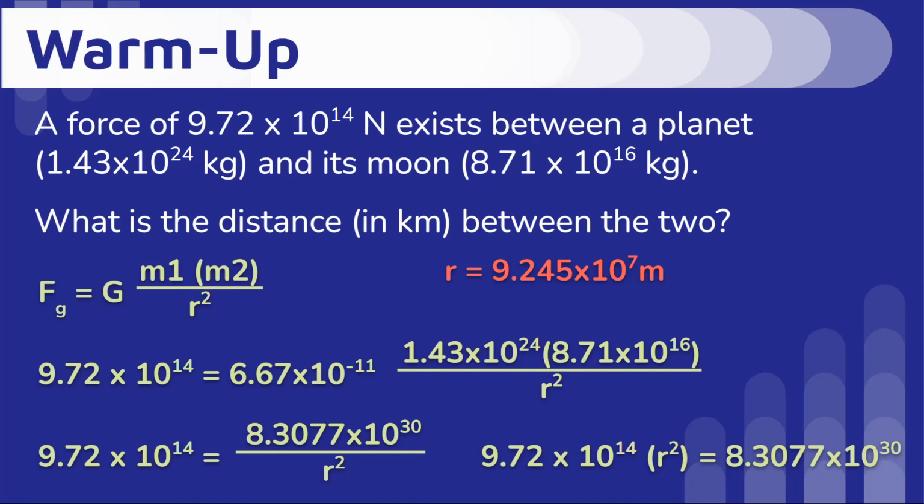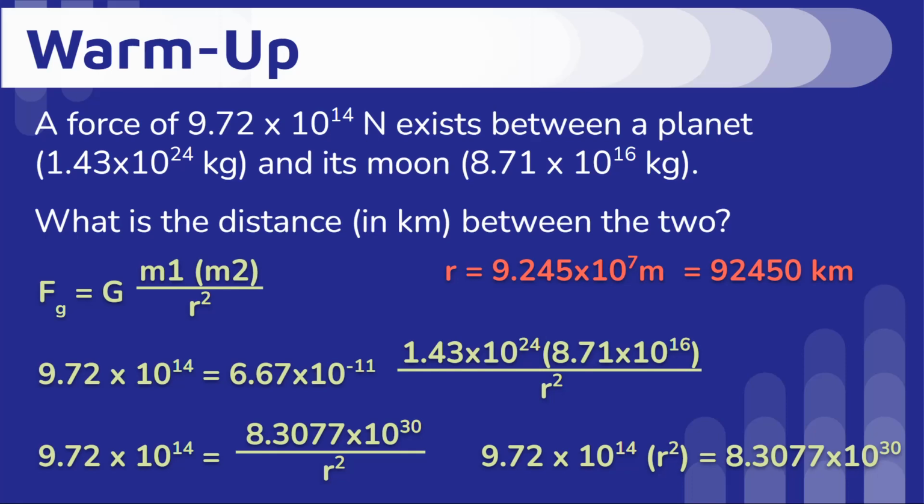So now we have to do an extra step. There are 1,000 meters in a kilometer. So I need to simply take this number that I have and divide it by 1,000, and I get this. 92,450 kilometers. Okay, that is the answer that you should have.